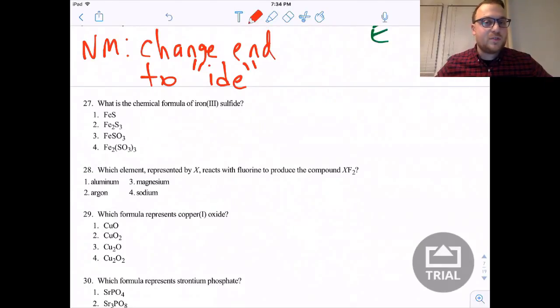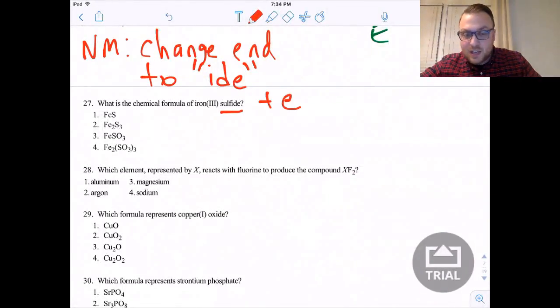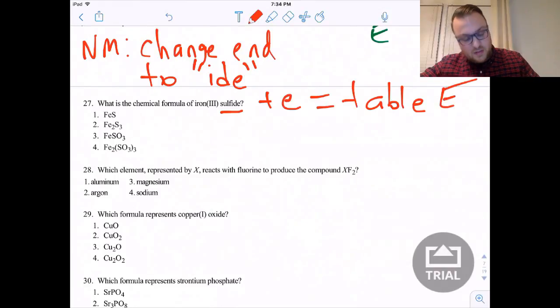When I see sulfide, I don't see it ending in TE, and we know if it ends in TE, you're going to table E. And since that doesn't end in TE, I'm not going to go to table E. So sulfide must be sulfur. Iron is Fe.